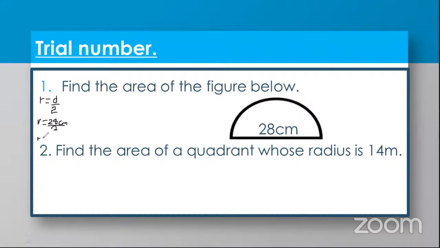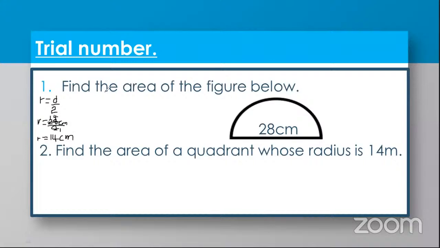28 divided by 2 equals 14. So what is the radius? 14 centimeters. Now first allow me to talk to Omara Tendo.